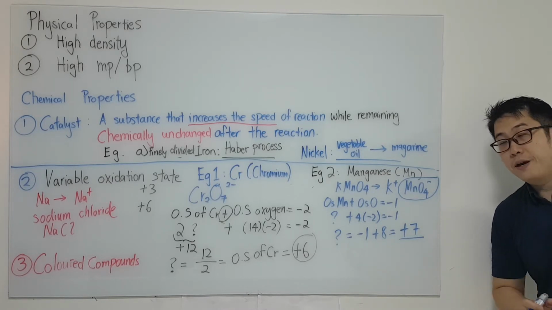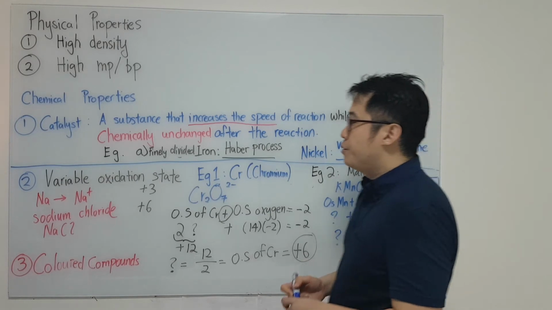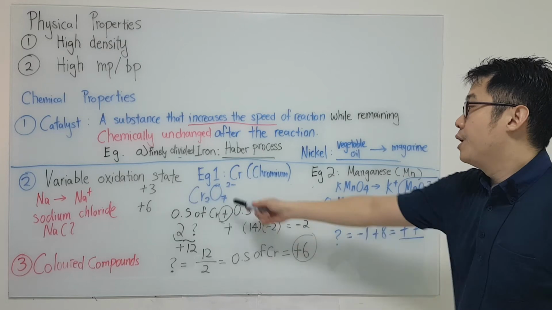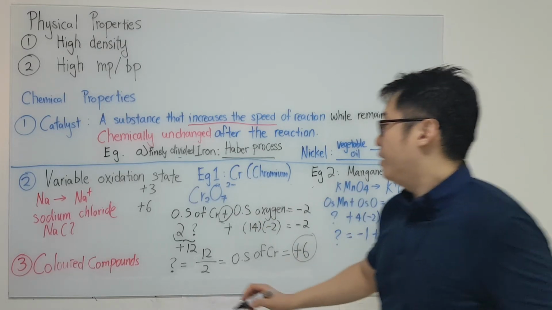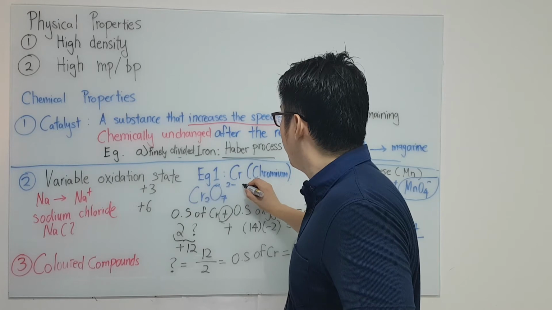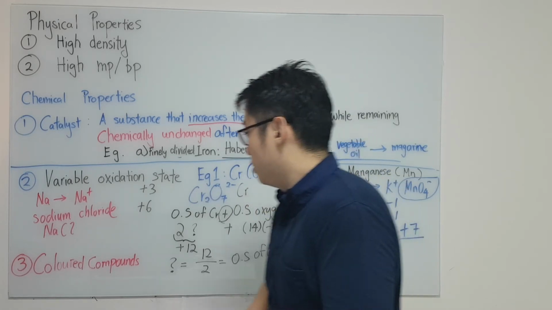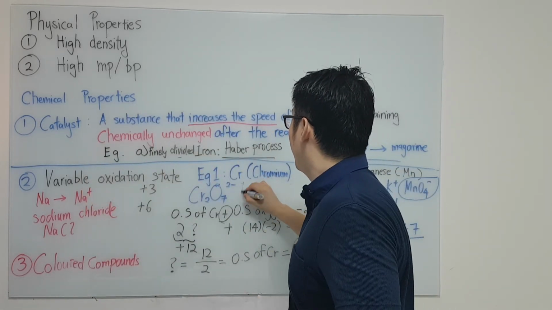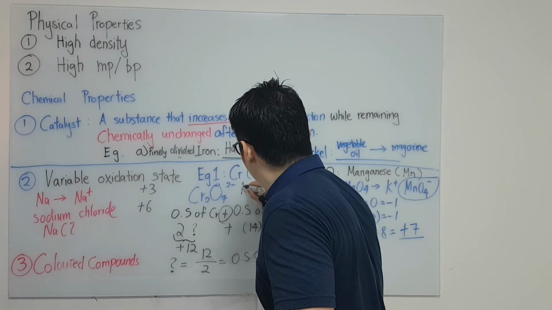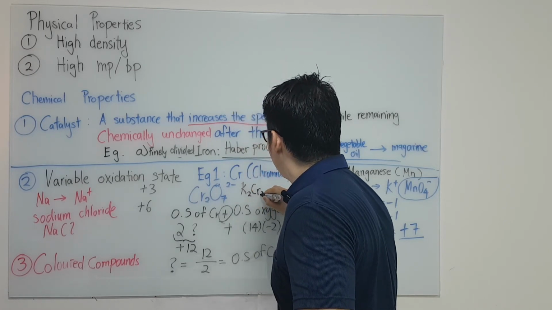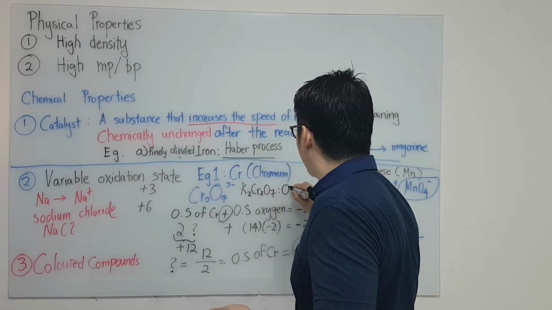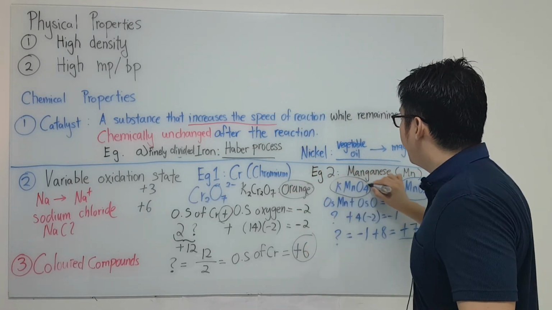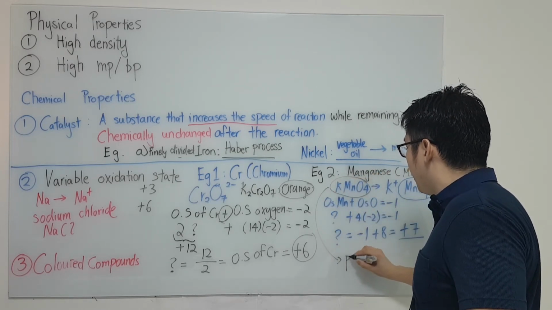Now, with this in mind, the last physical property you need to know is that your transition elements form colored compounds. In the case of your potassium dichromate, K2Cr2O7 is actually orange. And for your KMnO4, this one is actually purple.